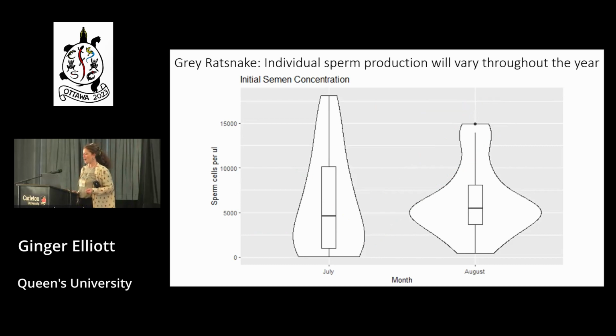Okay. So to look at this, this is just looking at initial semen concentration. So when we collect a semen sample, we immediately look at what's considered raw. Now snake semen is super, super concentrated.